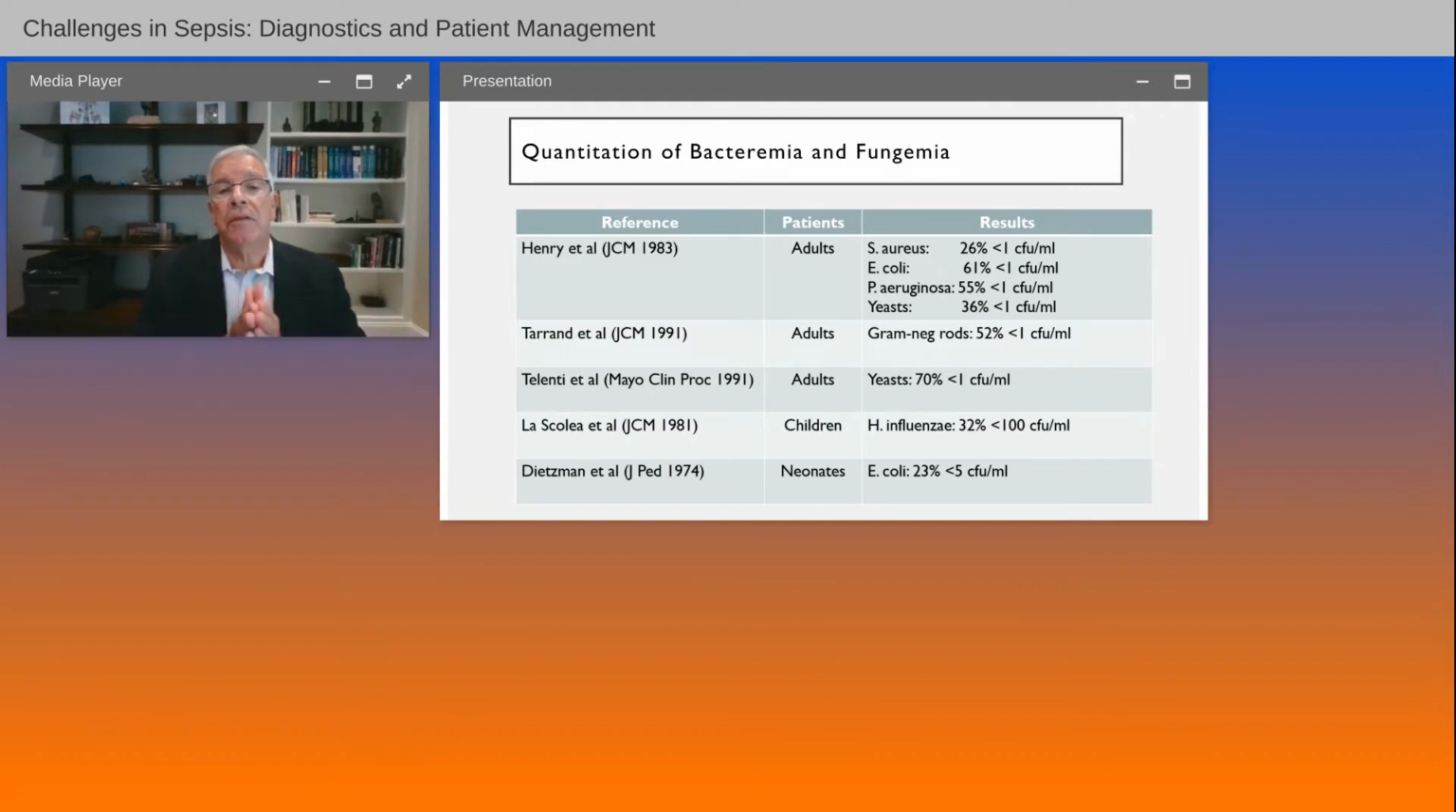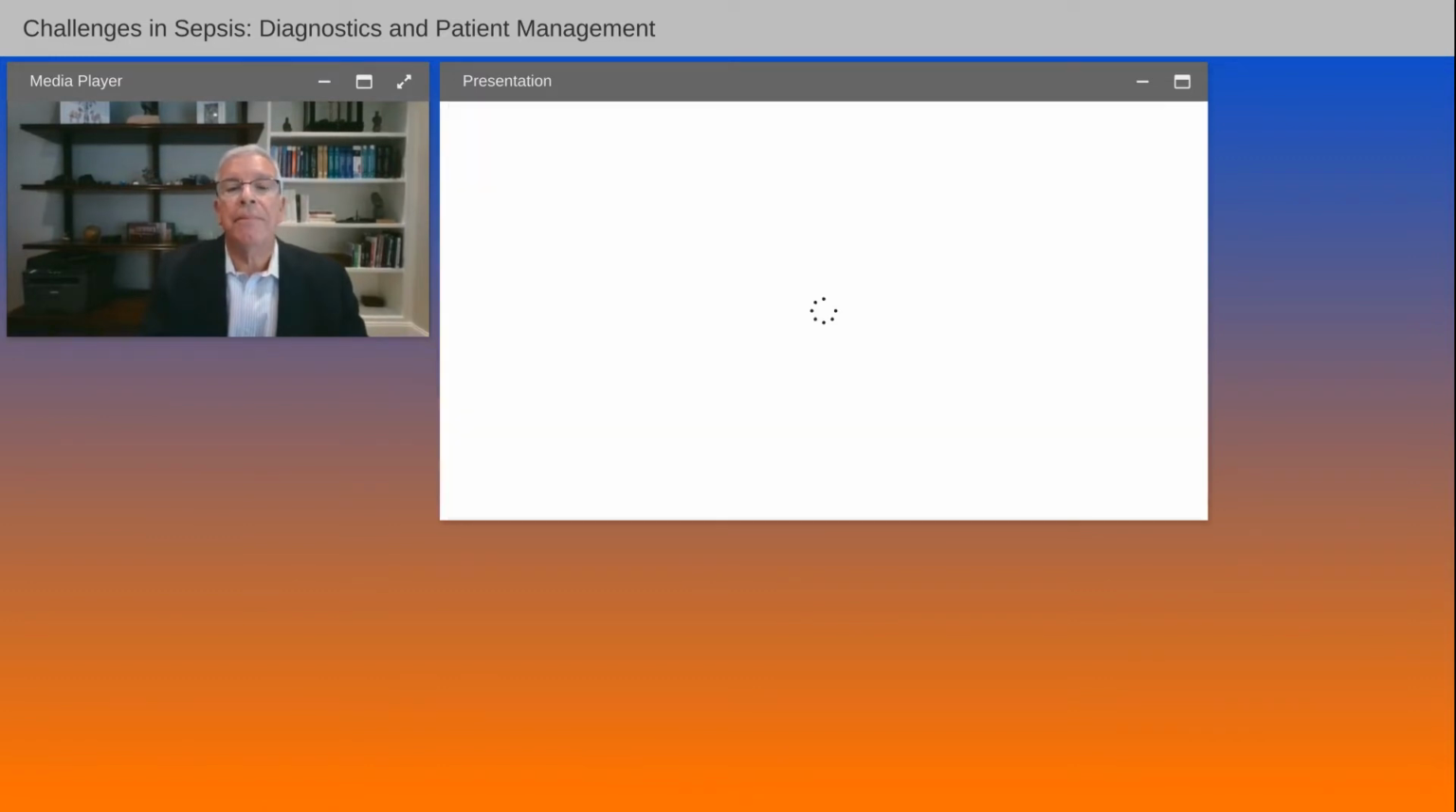The first is a study where I pulled together 5 studies that have looked at the question, how many bacteria are circulating in the bloodstream when you collect that culture? And every study came up with the same conclusion. There is a significant proportion of blood cultures that have less than one organism per milliliter of blood. And this is true whether it's gram-positive organisms like Staph aureus, gram-negative organisms like E. coli or Pseudomonas, or yeast. All of these, or many of these cultures, had fewer than one organism per milliliter. Now, what does that mean?